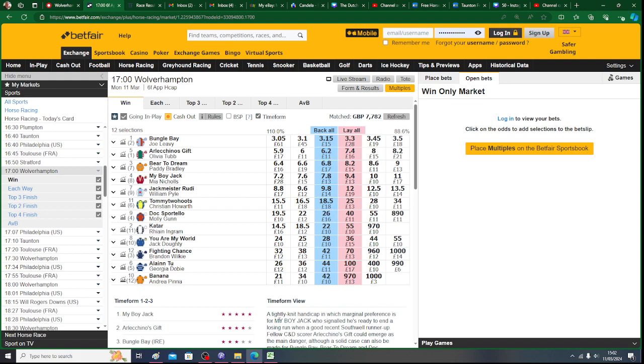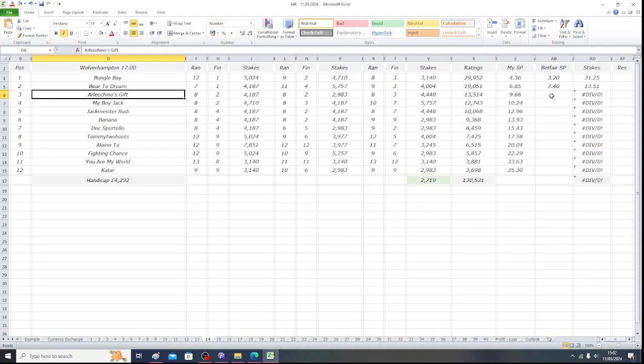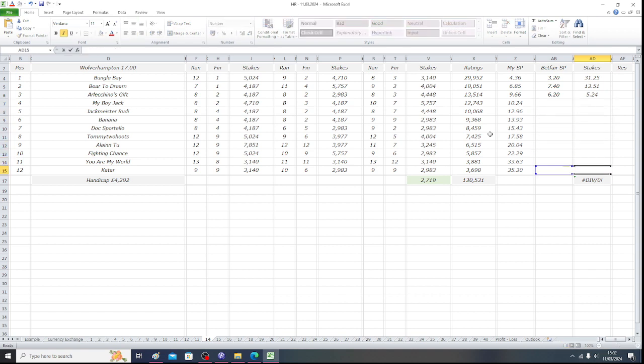Right, 6.2 Arlecchio's Gift. So we put 6.2 in the SP, and it tells us we need £16.13 to get £100 back. But as I said before, we'd already staked 44.76. And we've only got £5.24 left. So there you can see at the bottom, there's our stake, £50. If we back Bungle Bay or Bear to Dream, one of those two win, we will receive £100.